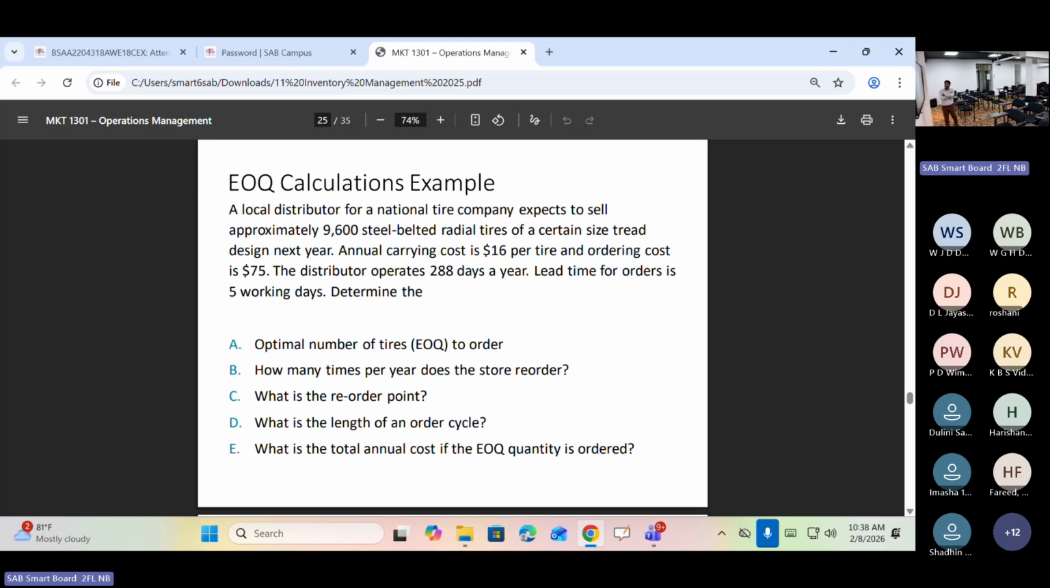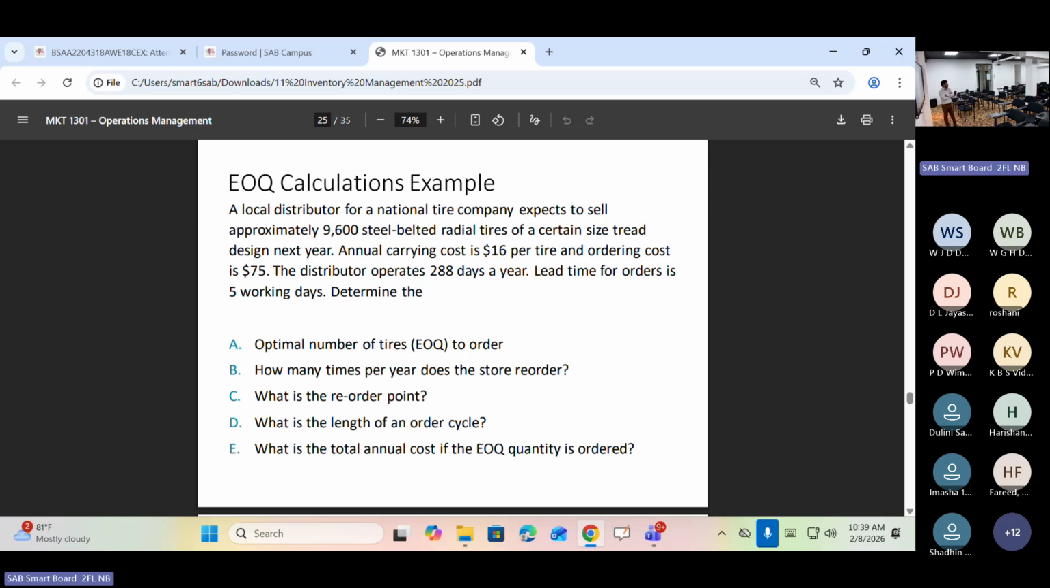This is about a tire company that expects to sell 9,600 radial tires within the year. Annual carrying cost per tire per year is $16, whereas ordering cost is $75 per order. Assume the distributor operates 288 days per year and lead time is 5 working days.